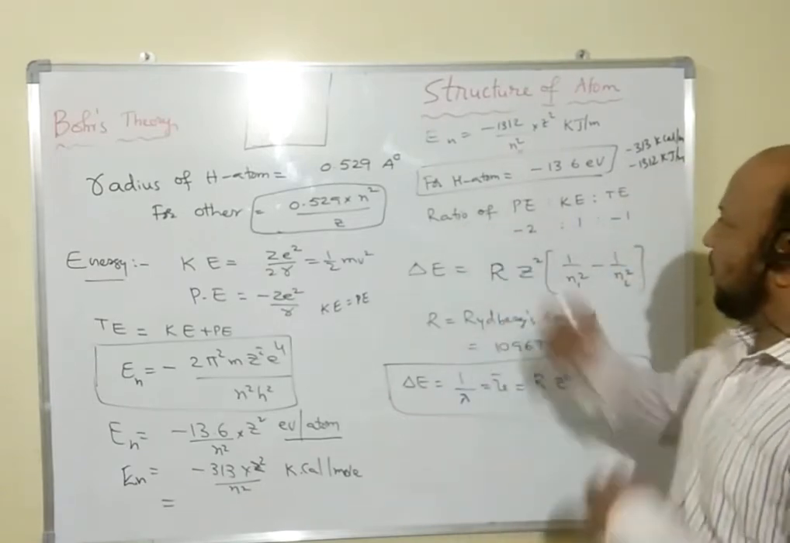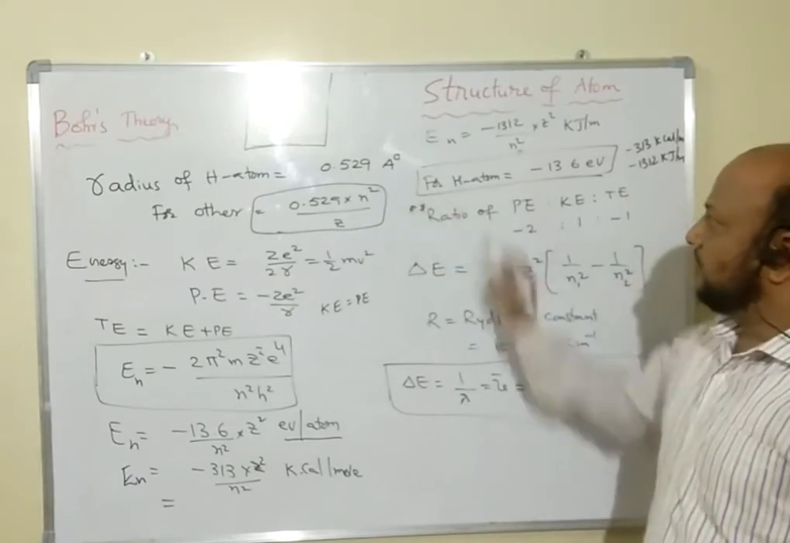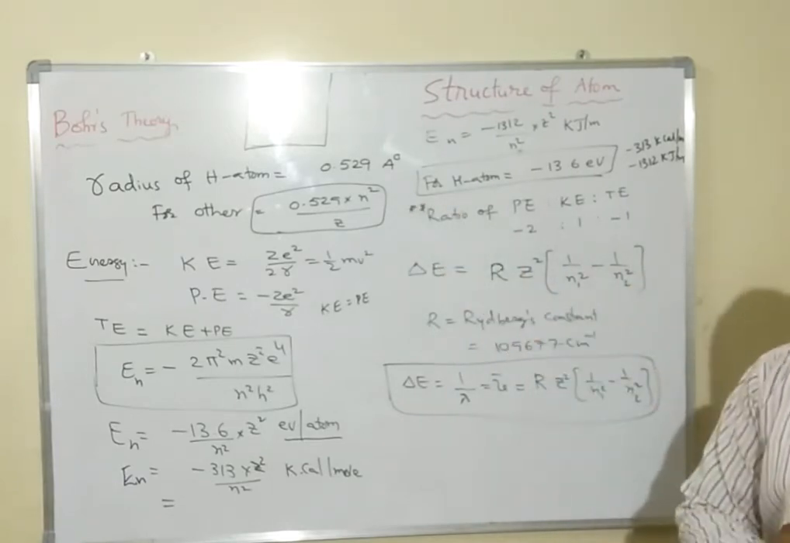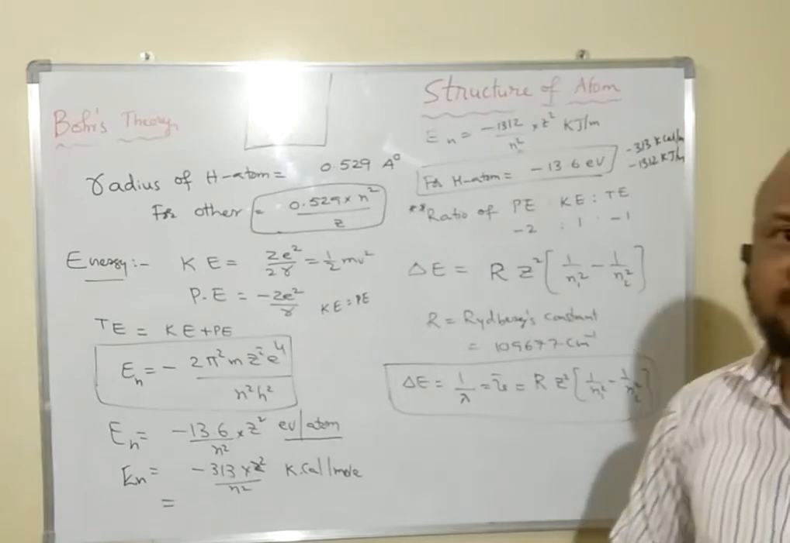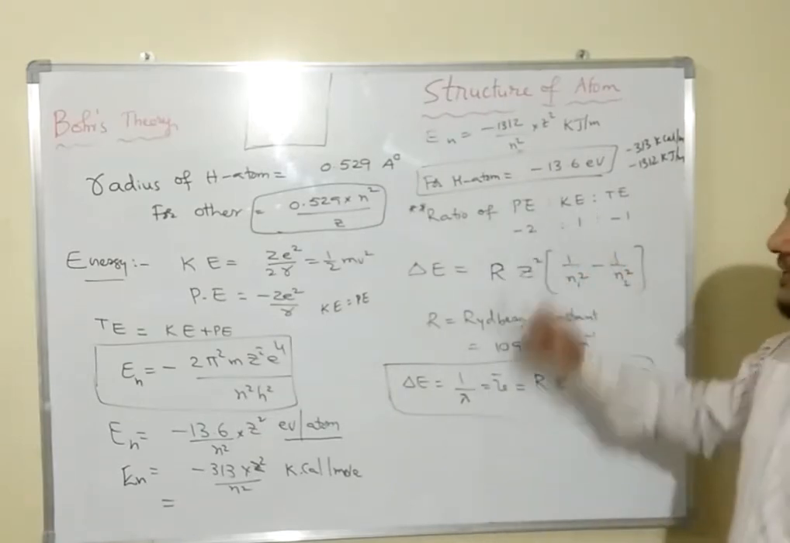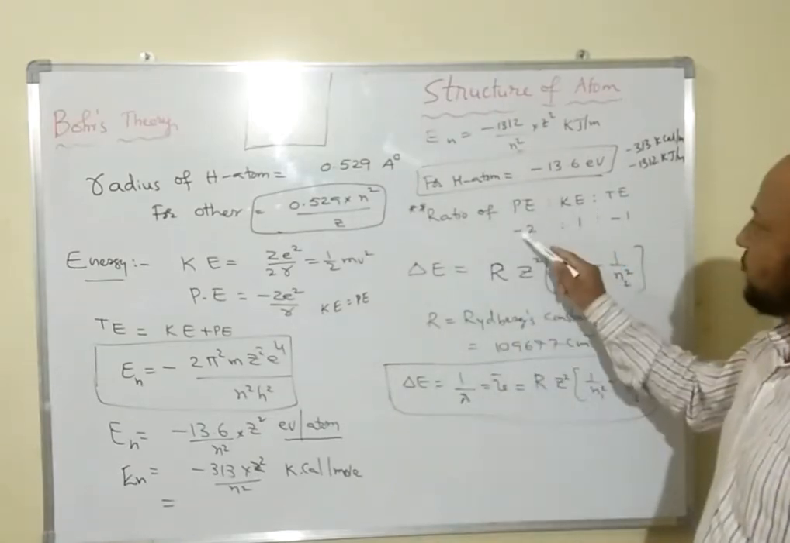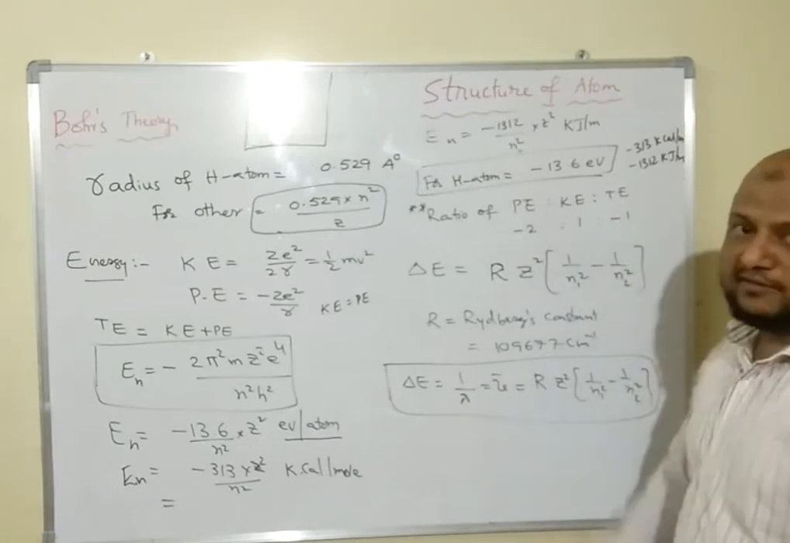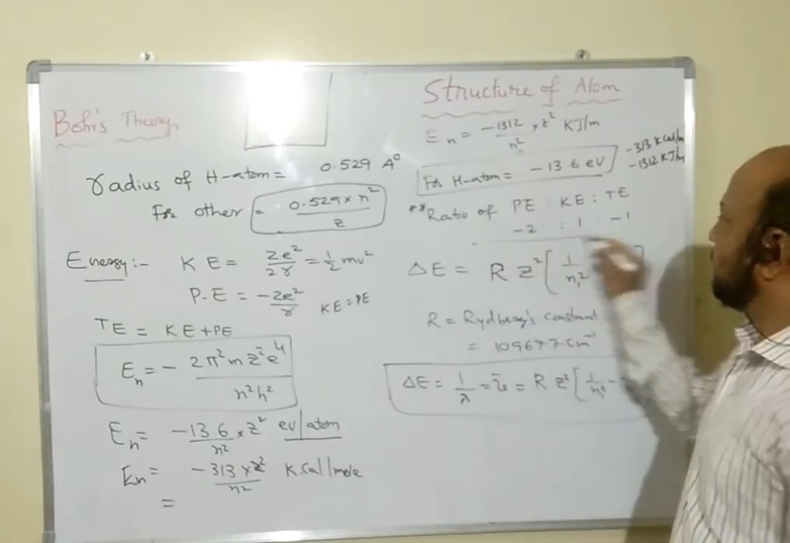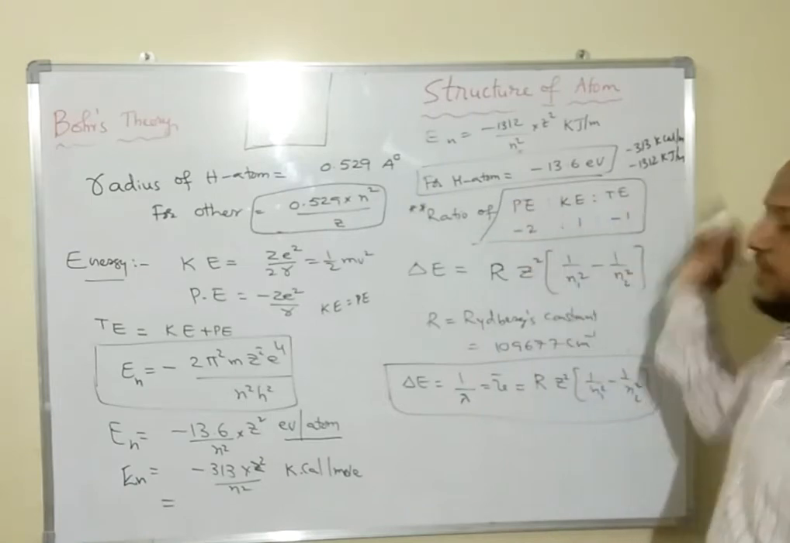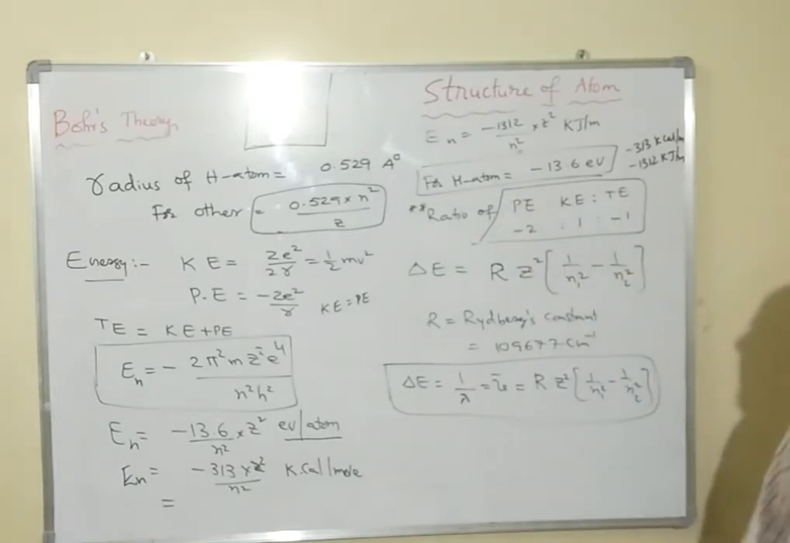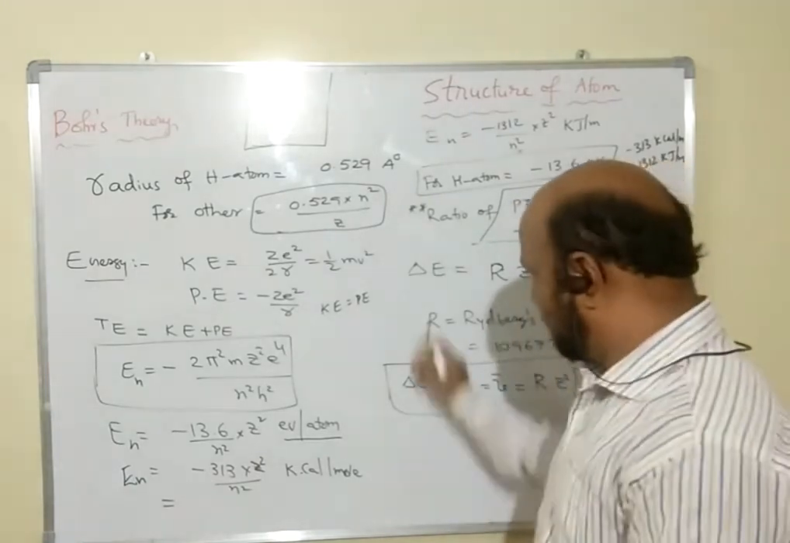Then another small important point: sometimes they ask the ratio of potential energy, kinetic energy and total energy of the hydrogen atom. We can write it as minus 2 is to 1 is to minus 1. You have to note that this is the ratio of potential energy, kinetic energy and total energy of the electron.